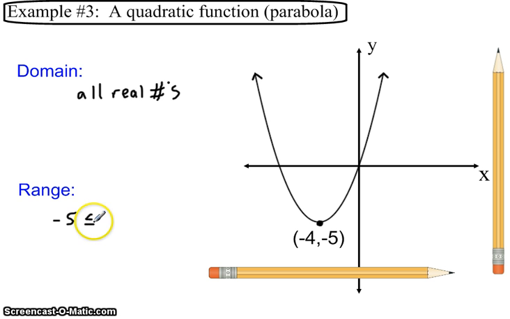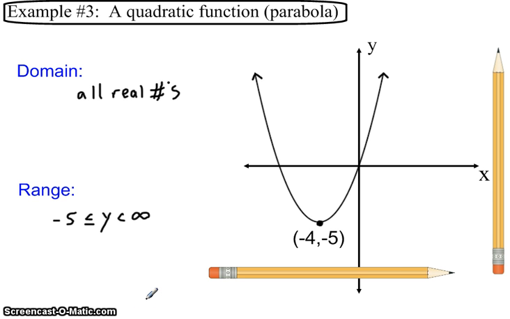Now it includes -5, so it's going to be less than or equal to. That's going to be y, because we're talking about range. But whenever we have infinity, we use just strictly a less than or greater than, because you can never get to infinity, it can never equal it. So that would be our range.